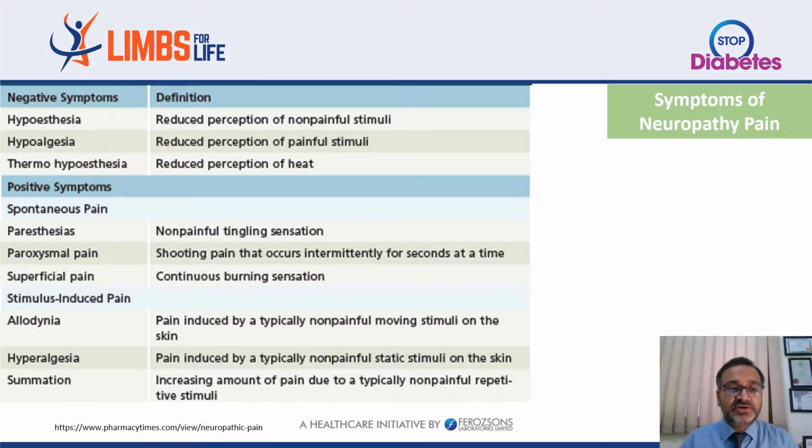Now, these were the spontaneous pains. Next is stimulus-induced pain. Allodynia is defined as a type of neuropathic pain in which people are extremely sensitive to touch and to things that usually do not cause pain, like brushing of hair, wearing of clothes, or cold temperature. These are moving stimuli. They are usually non-painful, so if the patient experiences pain from them, this comes under allodynia, right?